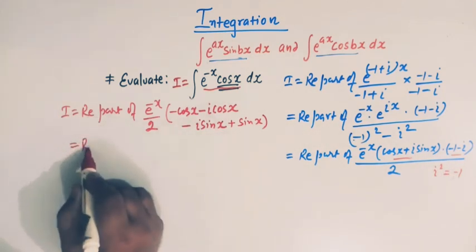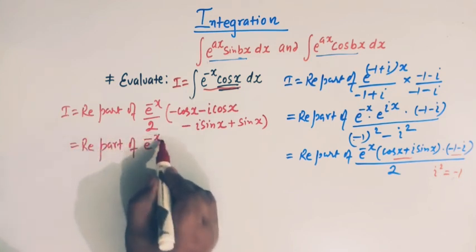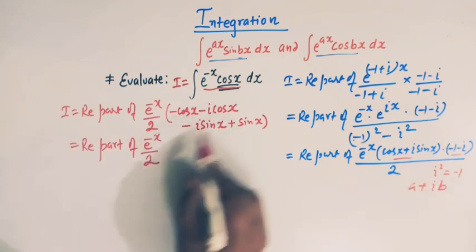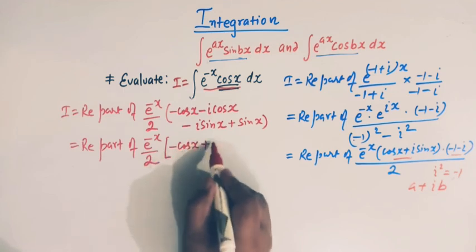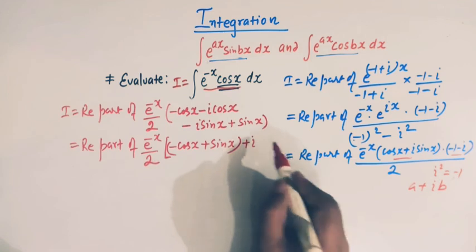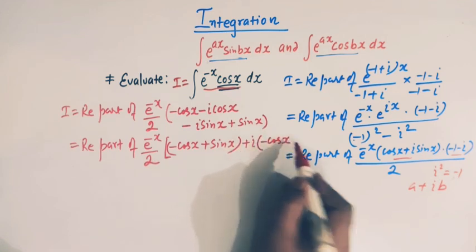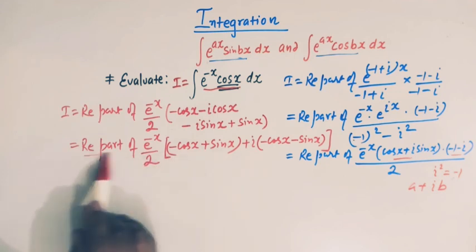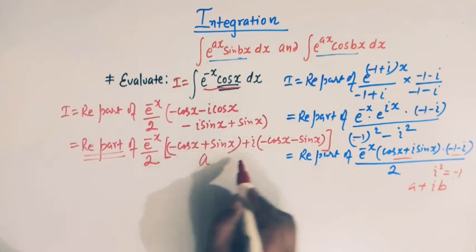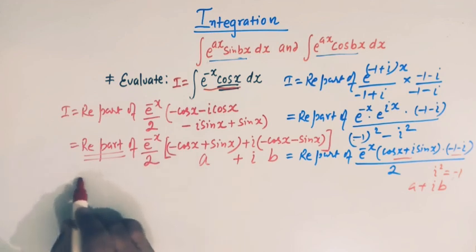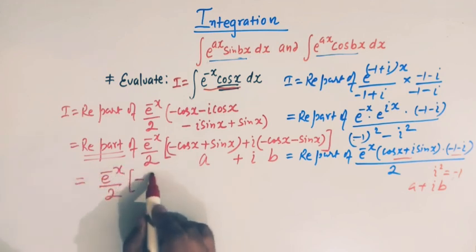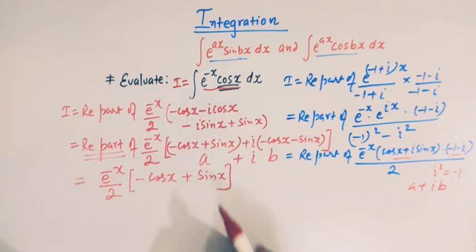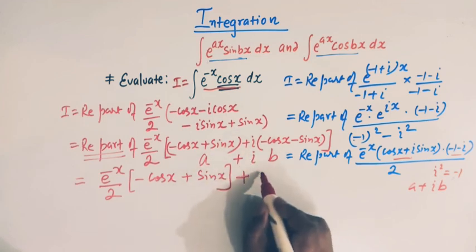Let us now rewrite this expression as the real part of e raised to minus x over 2, and express the remaining part in the form a plus iota b. We can write it as minus cos x plus sin x, plus iota times minus cos x minus sin x. Since this complex number is of the form a plus iota b, the real part is e raised to minus x over 2 times minus cos x plus sin x. So this is the required integral of this function, and here we should add the constant of integration c.